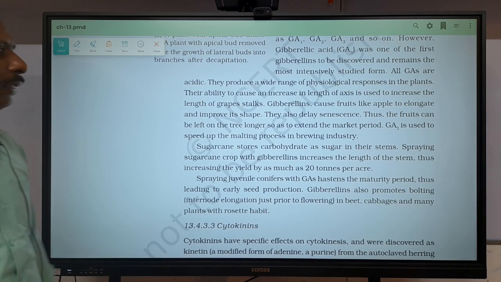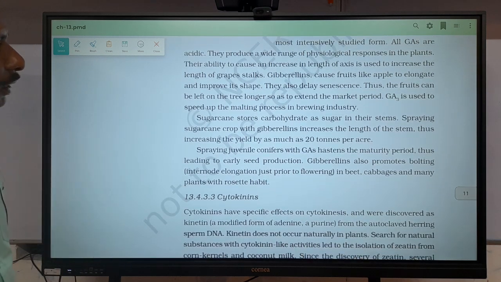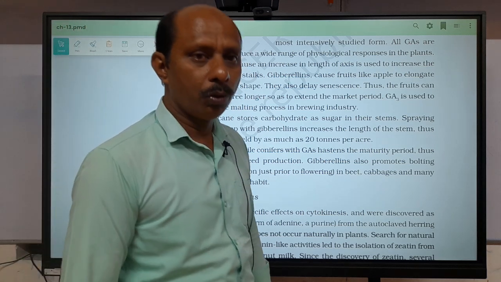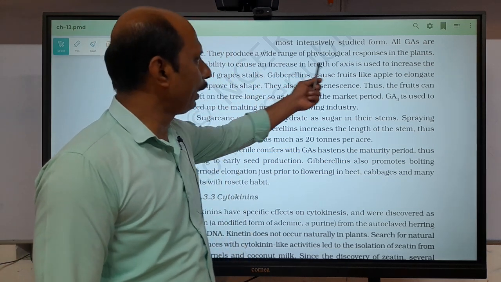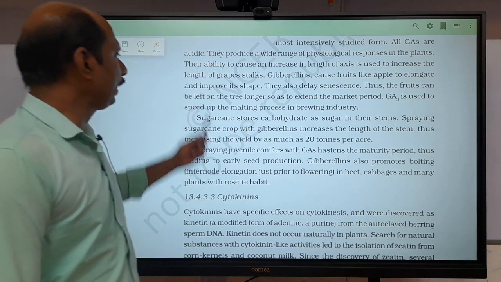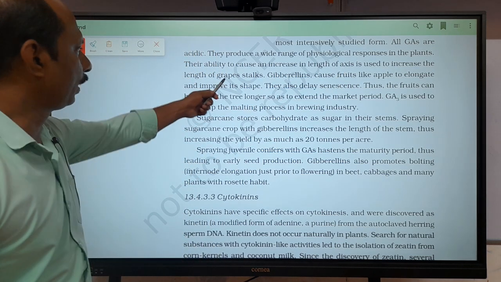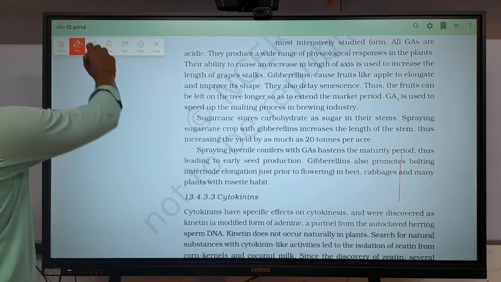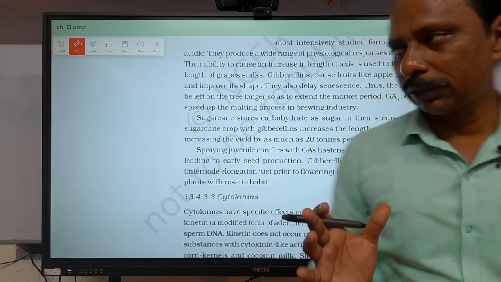They produce a wide range of physiological responses in plants. Their ability to cause an increase in length, because they are responsible mostly for elongation, right? So they cause an increase in the length of the axis, used to increase the length of the grape vine, the grape stalk. Gibberellin causes fruit like apple to elongate and improves its shape and size also, right?